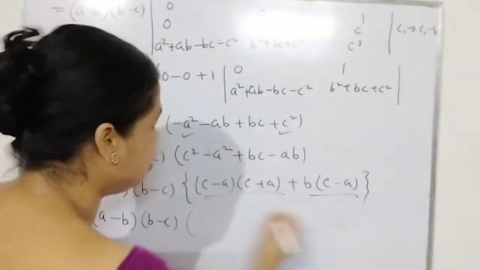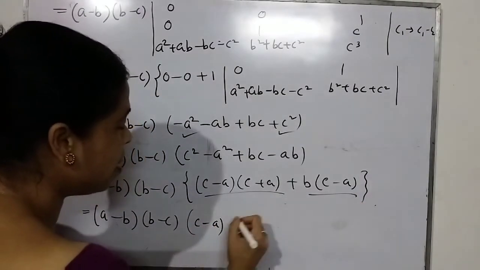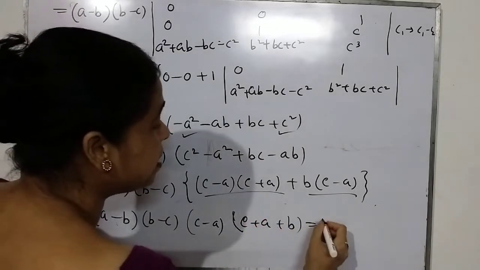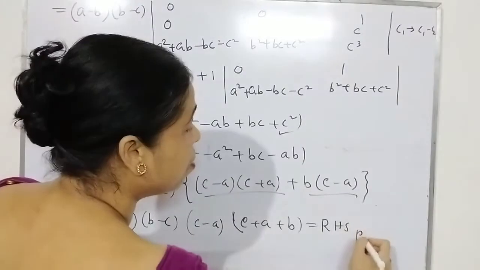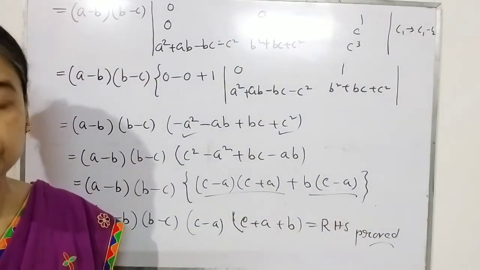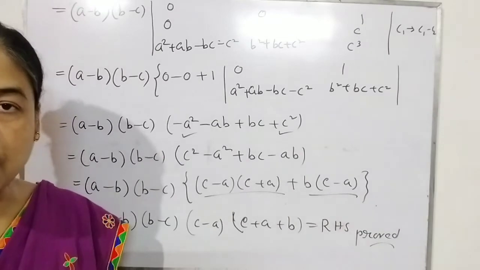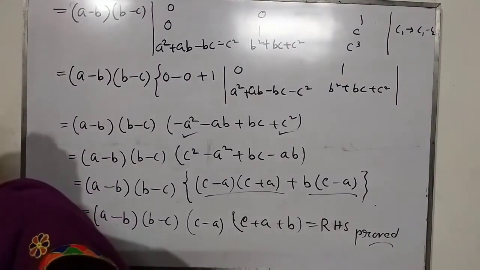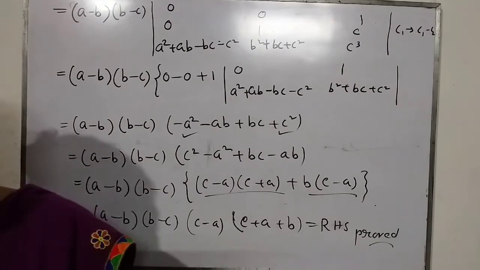Here from these two expressions, c minus a will come out. Then what is left inside the bracket? c plus a plus b, which can be written as a plus b plus c. Hence we have got the right hand side, and this result is proved. Hope you understand the procedure, how to get it. Now I'll proceed to question number 7.